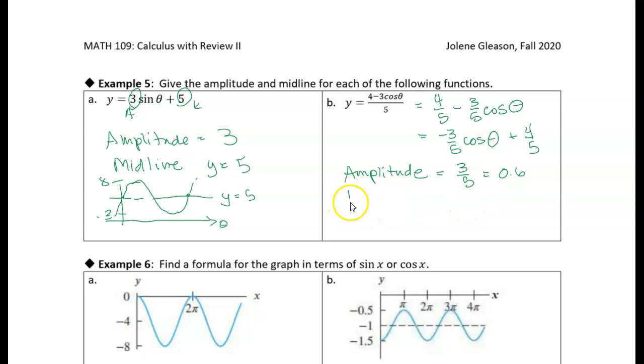And our midline, now remember, midline is an equation, right? It's a horizontal line, so it's y equals 4/5, or you could write it as y equals 0.8. Okay, so it's an equation for a line. So make sure the midline is not just 4/5; it's y equals 4/5. Okay. All right. Well, that takes care of that example, and I'll meet you in the next video.